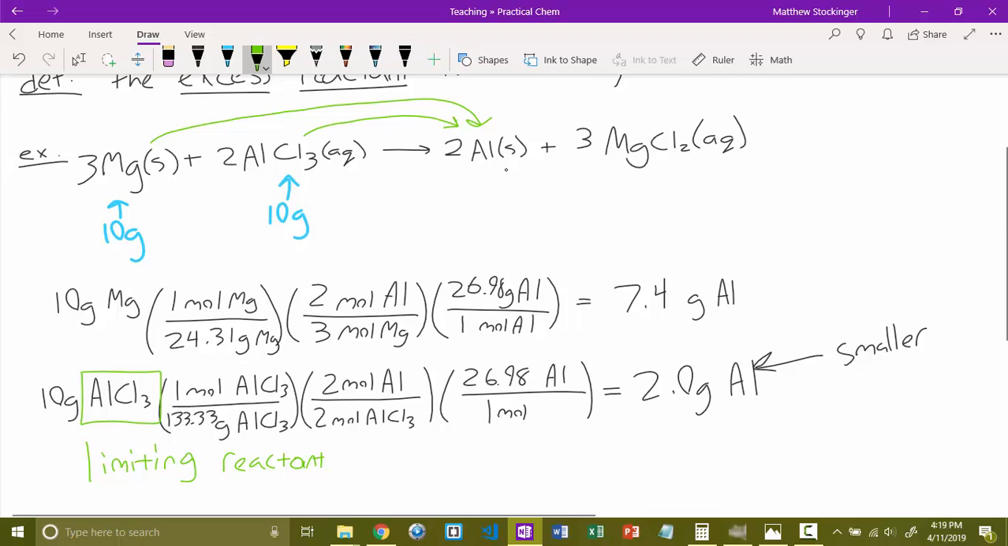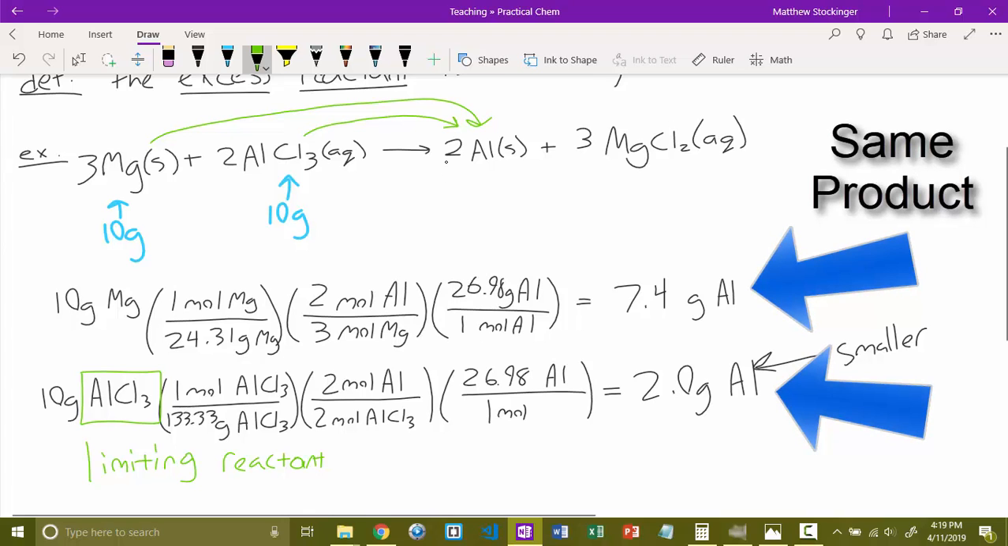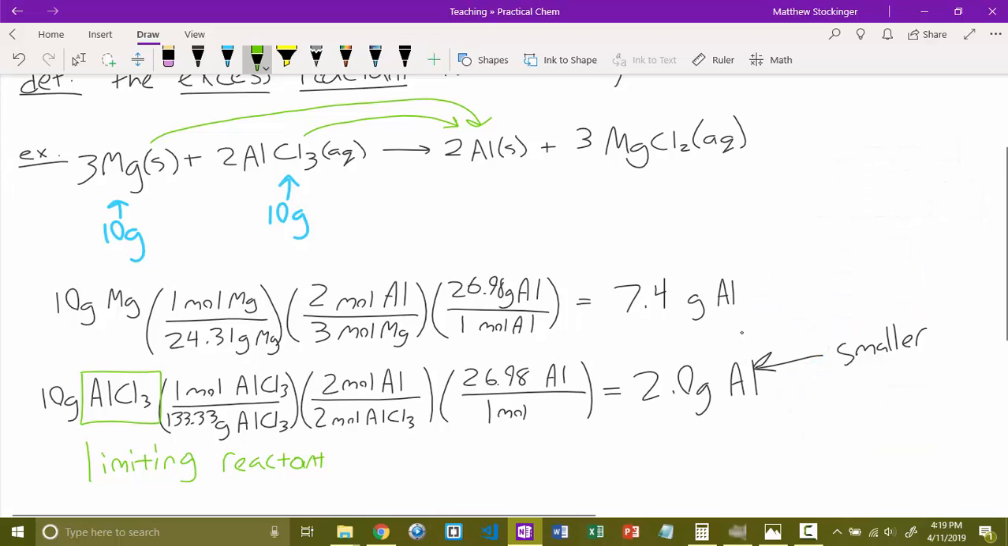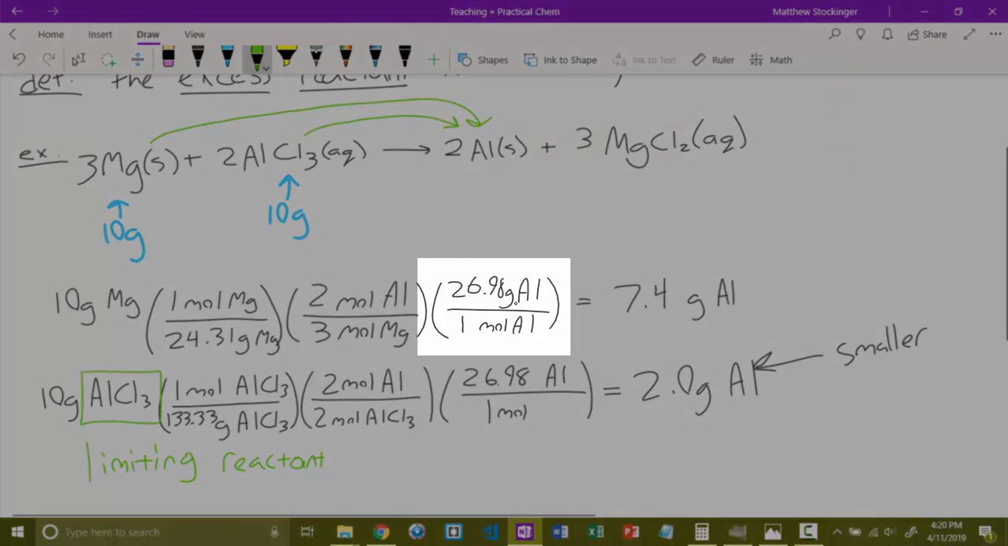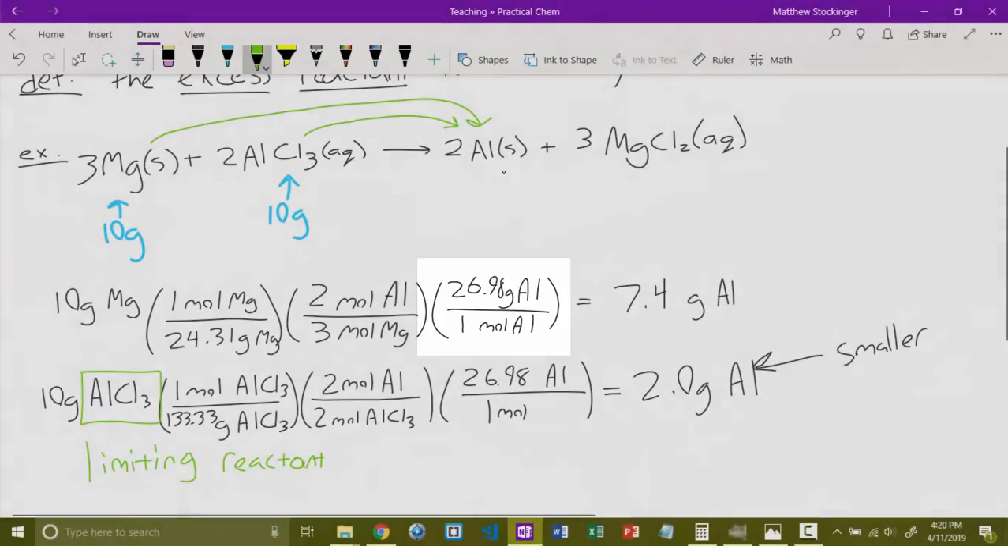Now, one last thing is, I chose to calculate over to aluminum as a product. I could just as easily have done the exact same thing with magnesium chloride. It really doesn't matter which product you pick for these calculations, as long as both of the calculations go to the same product, so that you're comparing the same 2 grams of the same product at the end. I chose aluminum in this case because I knew it was going to be less work. If I chose magnesium chloride, I would have had to do more adding and multiplying here to figure out this molar mass. So I took the easy way and chose the aluminum. So this is all there is to it.